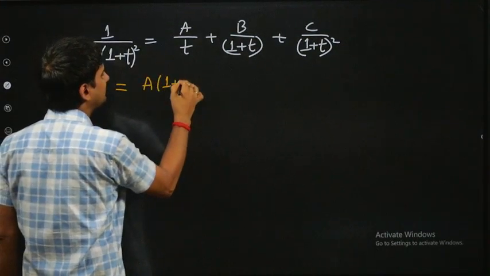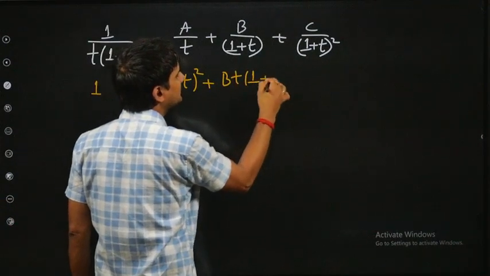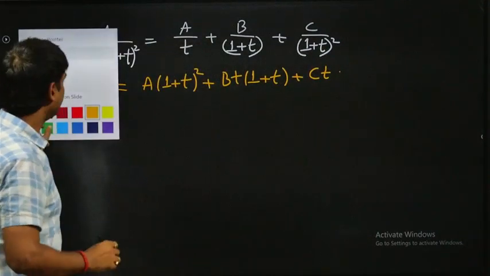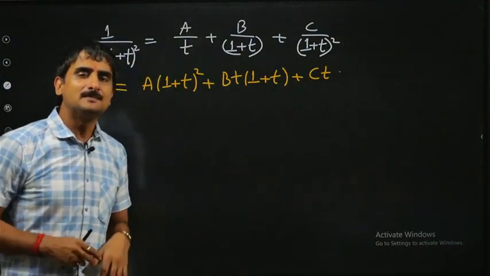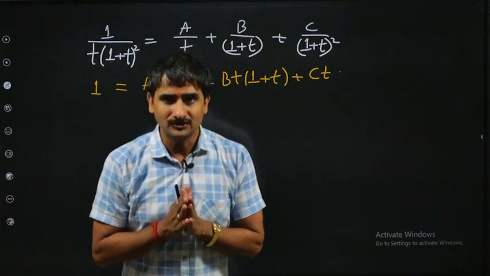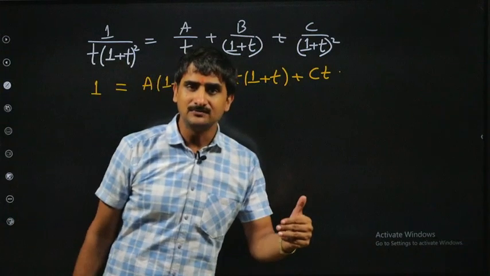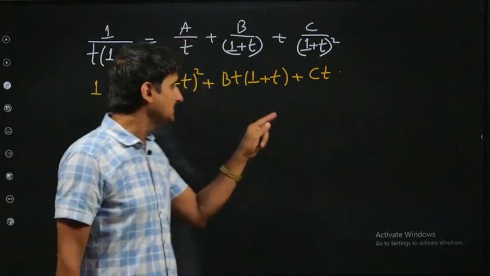Now after taking LCM and cancelling the denominator on both sides, you will get a into 1 plus t whole square plus bt into 1 plus t plus c times t. Now of course we have to get the values for a, b and c. For that, the best method, I think, is whatever linear factor you have in the denominator, one by one equate them to 0, get the value of t, and one by one put those values of t in this expression.